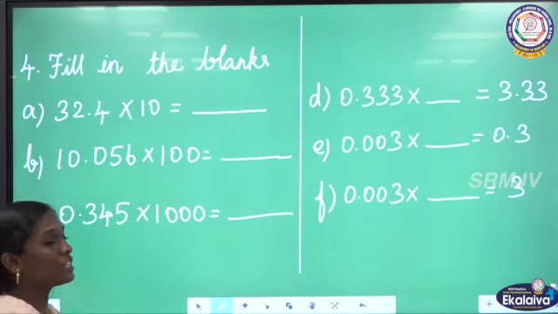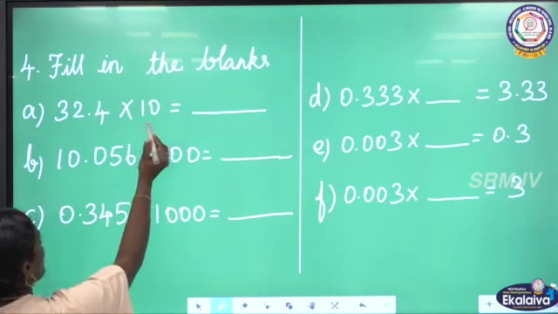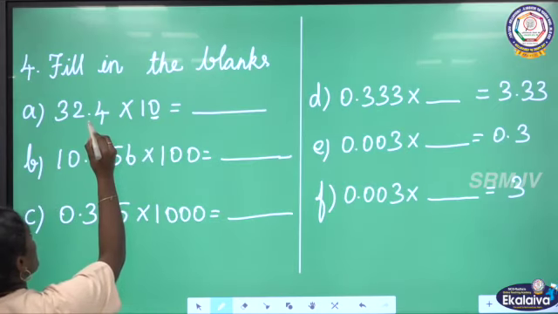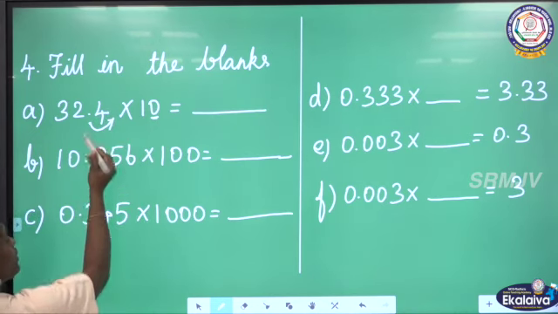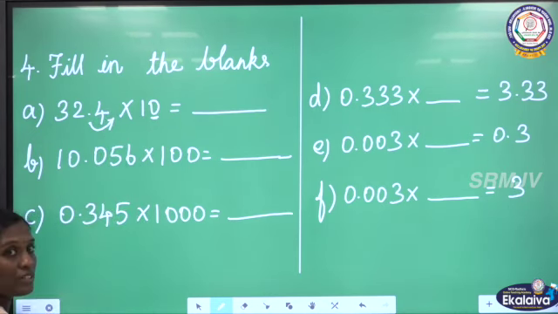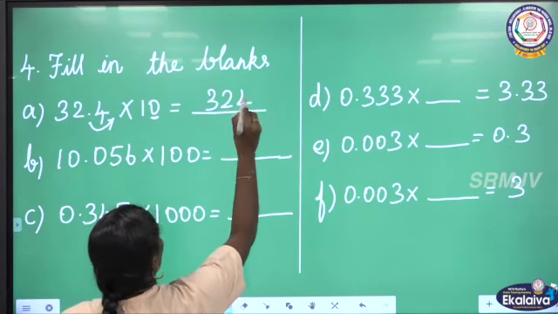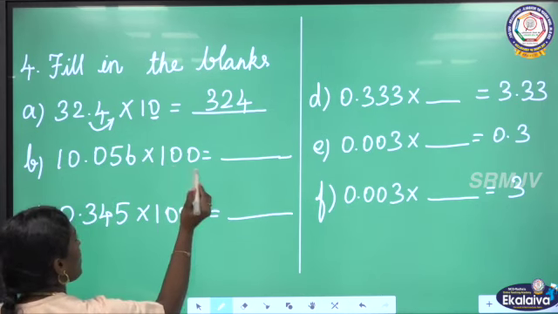Here we are going to multiply the decimal numbers by 10, 100 and 1000. While multiplying a decimal number by 10, we have to move the decimal point one place to the right. So the decimal point will move from here to here. Then we will get 324.